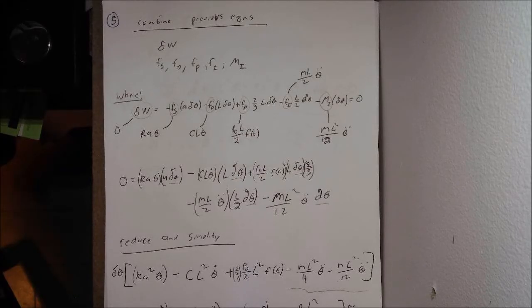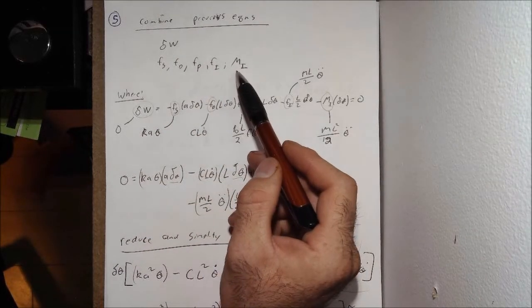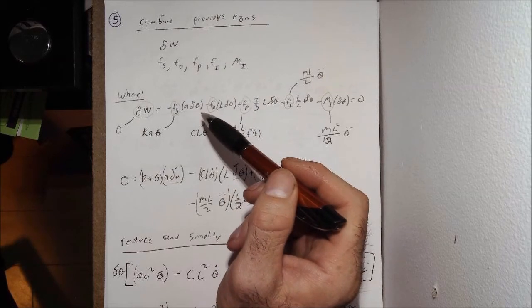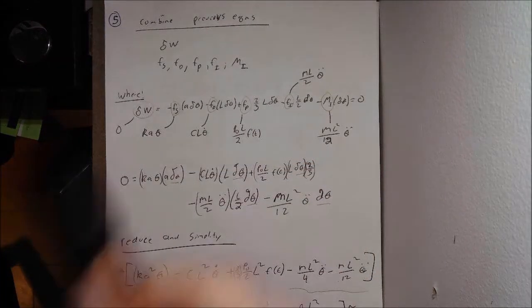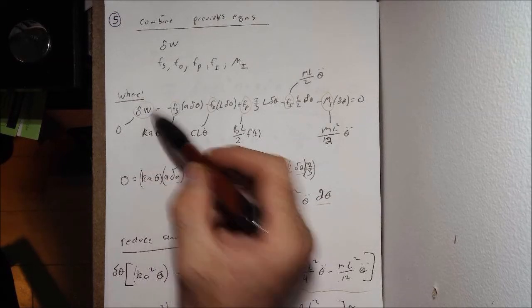So this brings us now to our last step in our solution, step number 5. In this part of the problem, what we're going to do is combine our previous equations: delta W, Fs, Fd, Fp, Fi, and Mi. We now have relationships for all of these. We can plug those into our previous equation that we solved for there. So when we do that, we have our delta W is equal to 0, so we can plug our 0 into this side here.